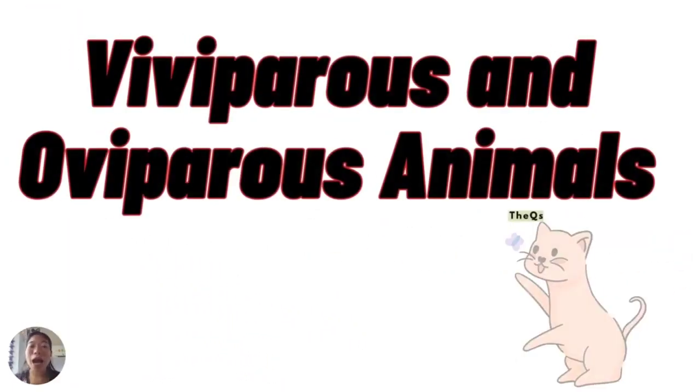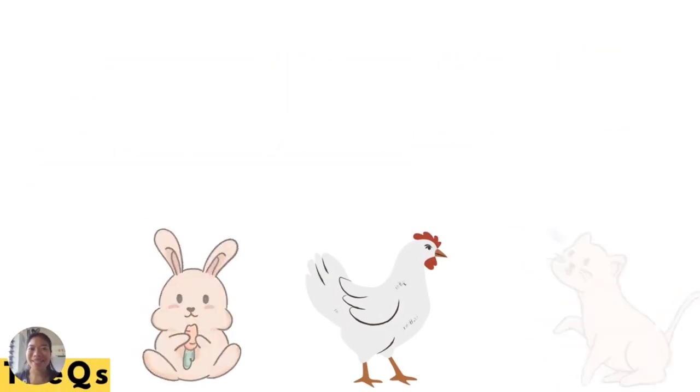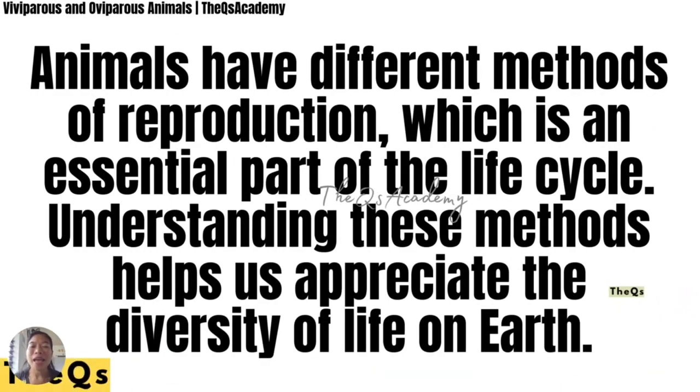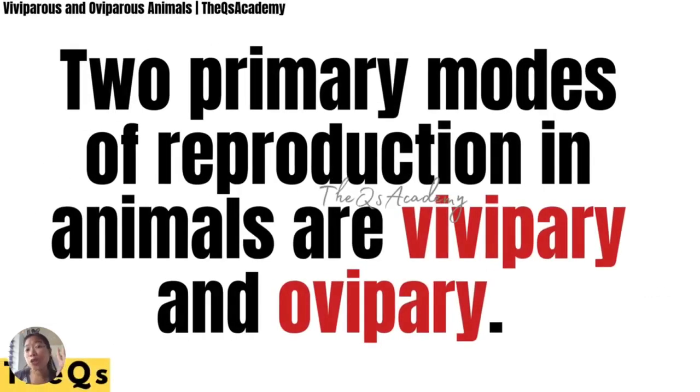Our topic is about viviparous and oviparous animals. Animals have different methods of reproduction, which is an essential part of the life cycle. Understanding these methods helps us appreciate the diversity of life on Earth. There are two primary modes of reproduction in animals: vivipary and ovipary.